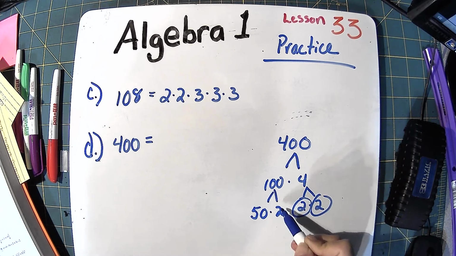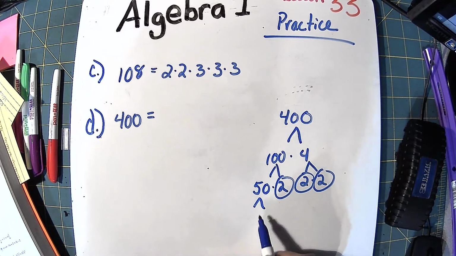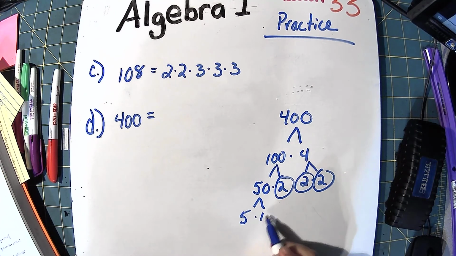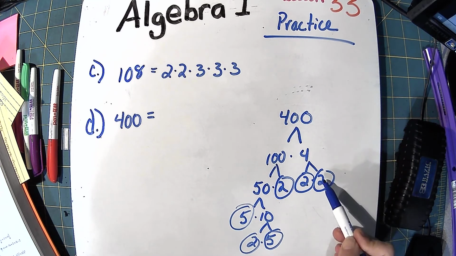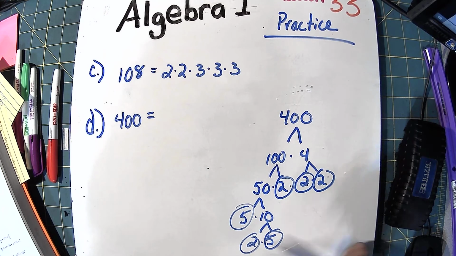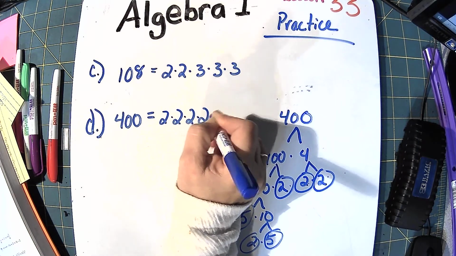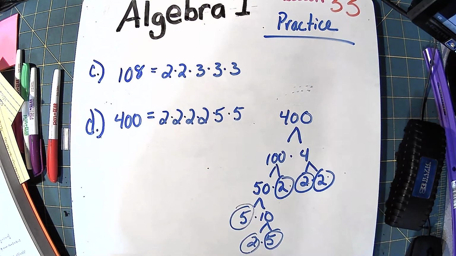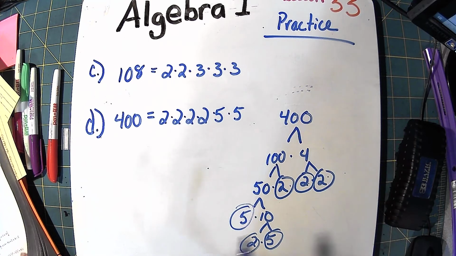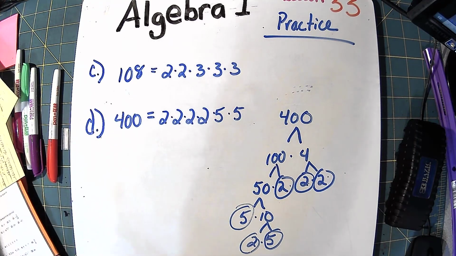I could circle all my 2's. Now I just got to keep breaking down this 50. I could do 5 times 10. My 5's a prime, and then my 10 could be 2 times 5. So I've got 1, 2, 3, 4 2's and 2 5's. And that is that. So you could do it either way with the factor tree or the little drop down method. Either way is fine.